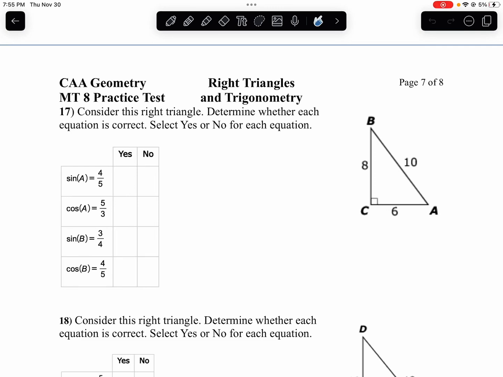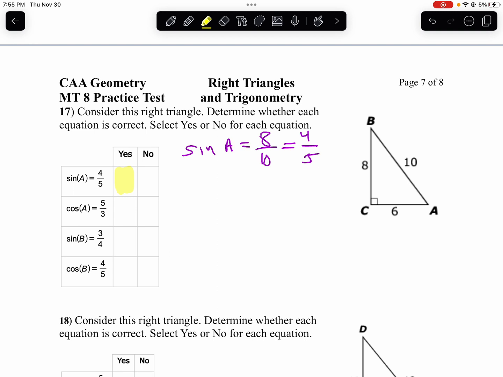And let's take a look at question 17 here. We want to refer to this triangle, and let's just go through each one. The sine of angle A is 4/5. Well, the sine of angle A is opposite over hypotenuse, so that's 8/10. Reduce that, we get 4/5. So that one is correct.